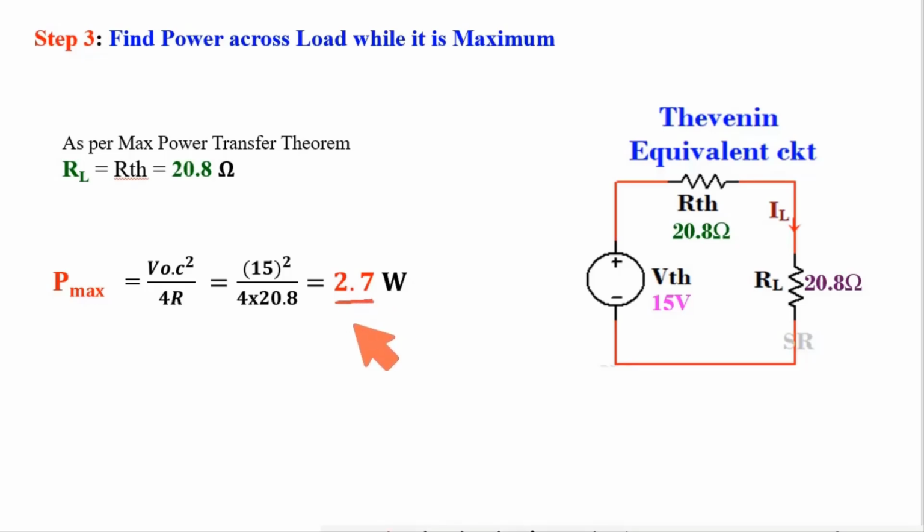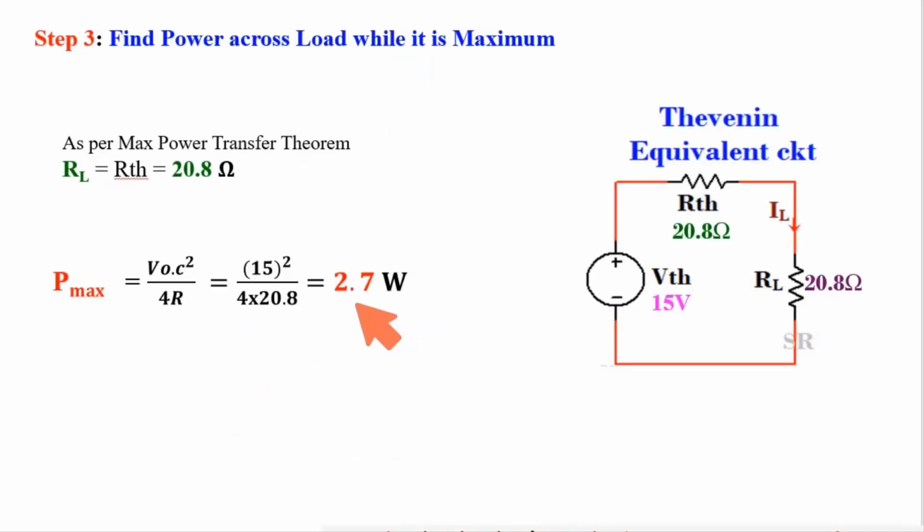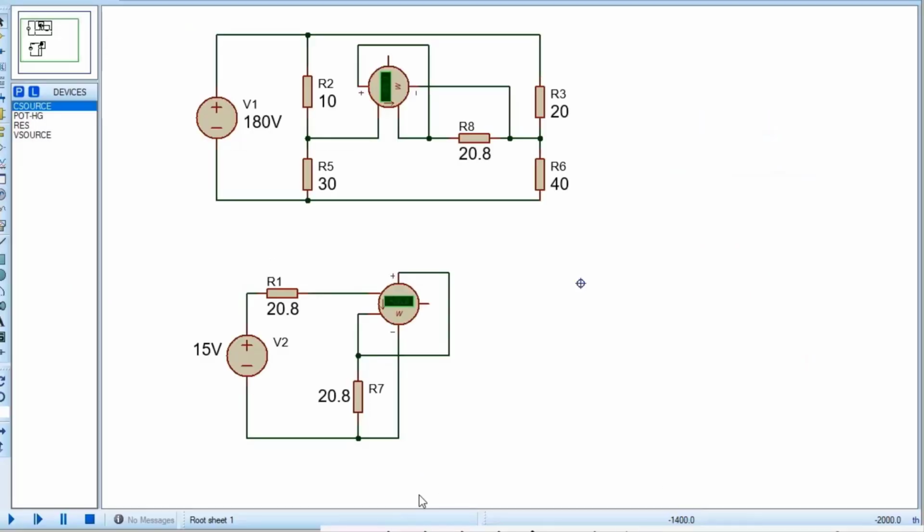2.7 watt. Now checking whether my calculation is perfect or not. This is the equivalent circuit, 15 volt VTH, 20.8 ohm RTH, and the load resistance is the same value, 20.8 ohm. In the main circuit I have used load resistance as 20.8 ohm. If the power at the 20.8 ohm load in the main circuit and in the equivalent circuit are the same, and equal to this 2.7 watt, then it will be confirmed that my calculation is perfect. Now running the simulation.